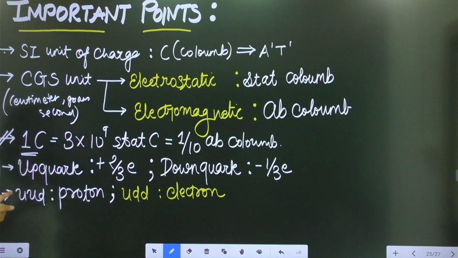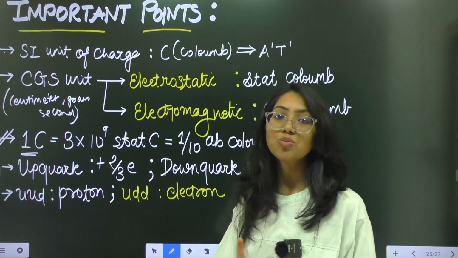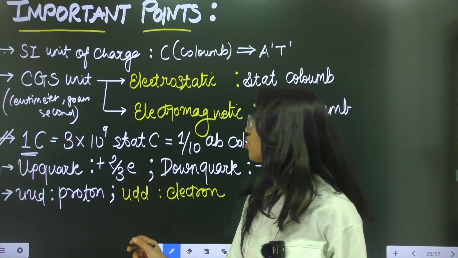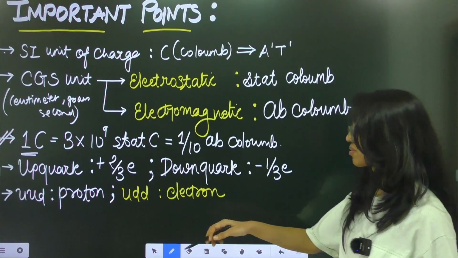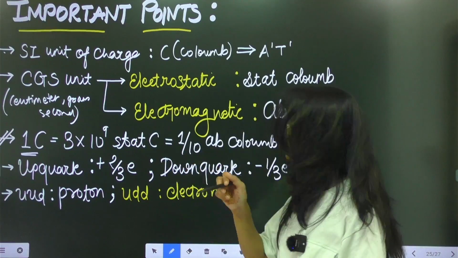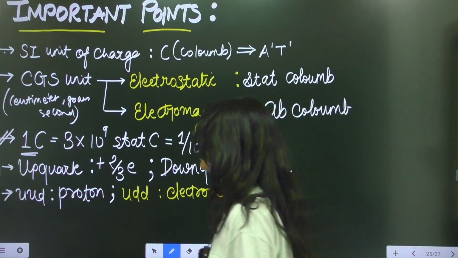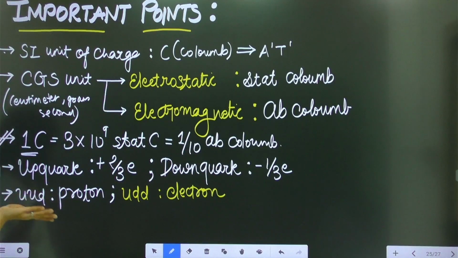Next, there is the up quark and the down quark. It's just a name, so you just have to remember it. The up quark is plus 2 by 3 e, where e is 1.6 into 10 raised to minus 19 coulomb. The down quark is minus 1 by 3. You can easily remember it because up means positive, down means negative. This is some old stuff, but you have to remember it: UUD means a proton and UDD means a neutron.